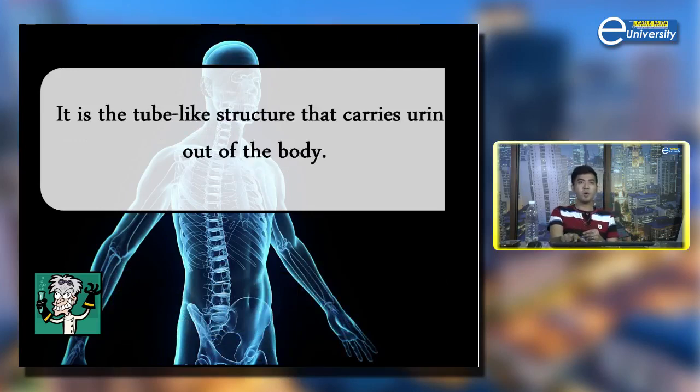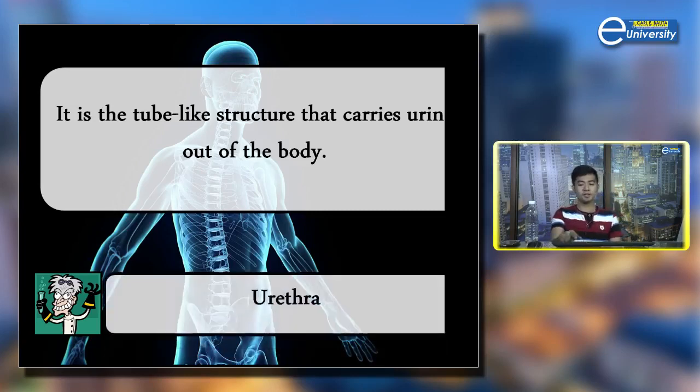Very good. How about this one? It is a tube-like structure that carries urine out of the body. For females, it carries urine, but for males, it also carries the semen. And the correct answer is urethra.